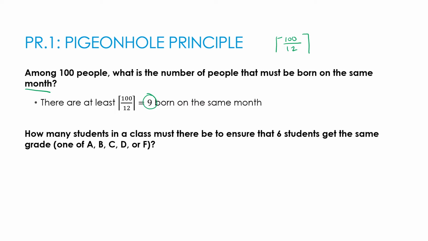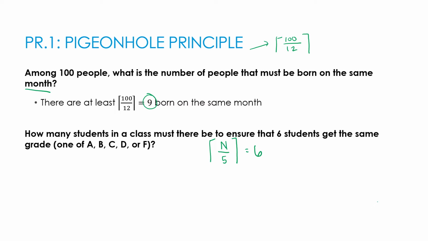How many students in class must there be to ensure that 6 students get the same grade? And of course there are 5 grades. Now this one's a little bit different because we're still using this pigeonhole principle and the ceiling function, but I don't know n. So I'm saying the ceiling of n divided by the 5 grades has to be equal to 6. That's essentially what I'm solving for.